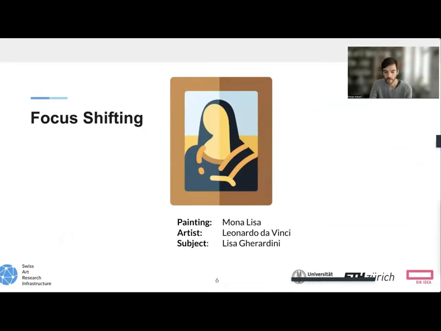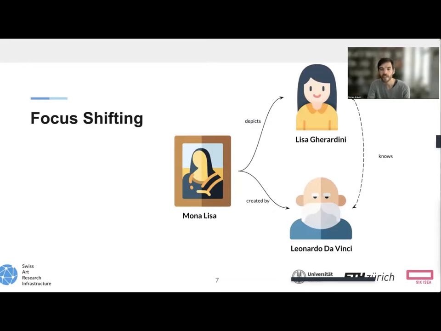Linked data, or more fashionably knowledge graphs, also allow us to shift focus, and that is often required when doing research. Cultural data is usually cataloged from the perspective of the individual work, a work that has a title, a technique, an artist, or a subject. In a linked data environment, it's possible, for example, to shift from the individual work to a network, so to focus on individual artifacts and hypothesize on the relationships between them.